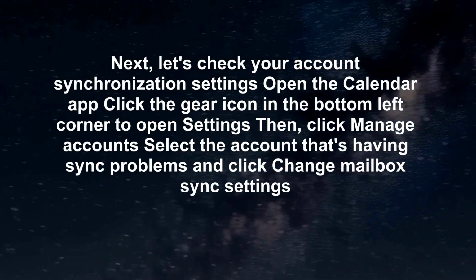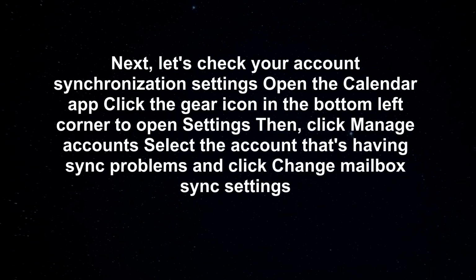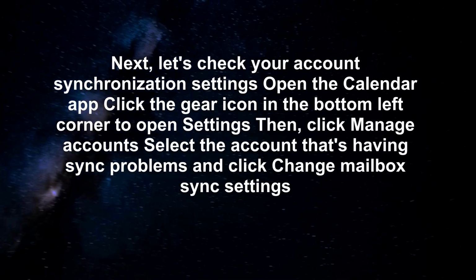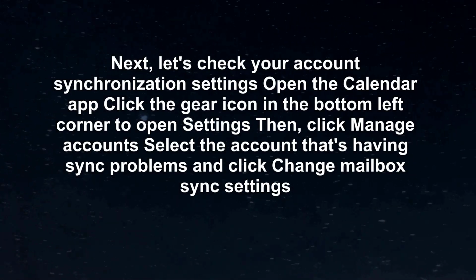Next, let's check your account synchronization settings. Open the calendar app, click the gear icon in the bottom left corner to open settings, then click Manage Accounts. Select the account that's having sync problems and click Change Mailbox Sync Settings.